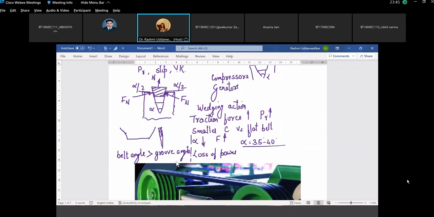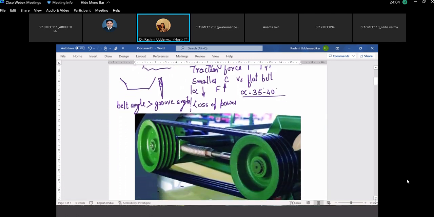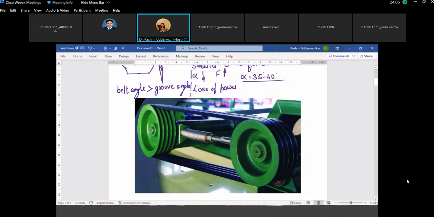But for all design calculations, if we are assuming the groove angle as 40, we assume the belt angle is 40 and the groove angle is also 40. Like for the shaft and the bore, we take the shaft diameter the same as the bore diameter. But at the time of actual manufacturing, some tolerance is given, which we are not considering at the time of calculation. So that is the difference between theory and practical.